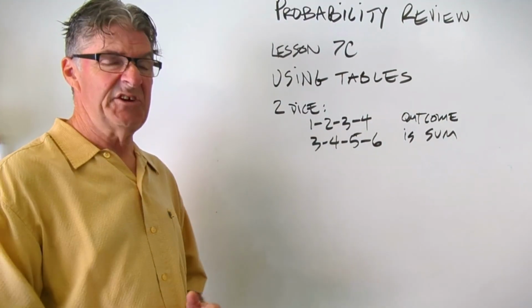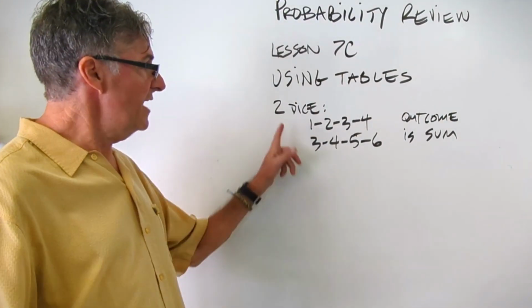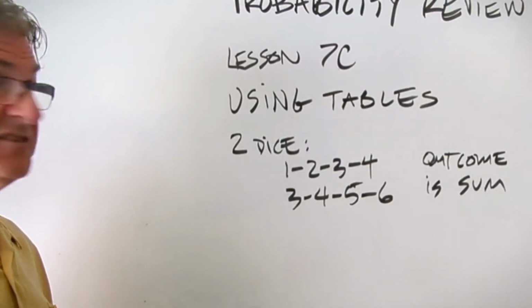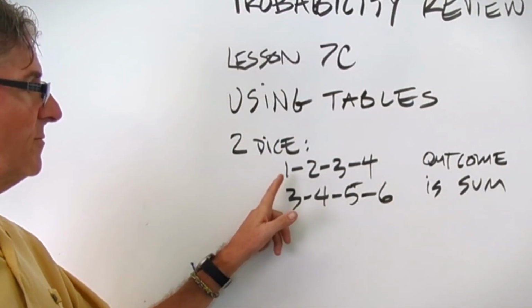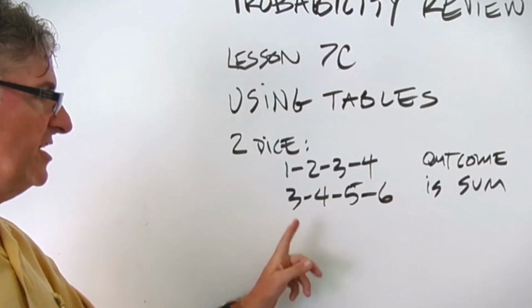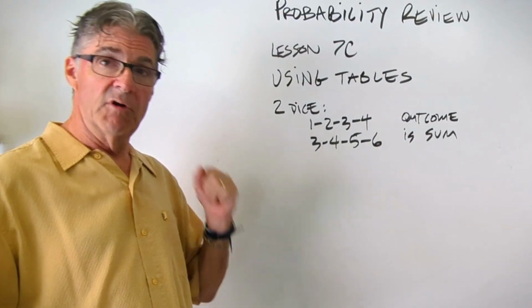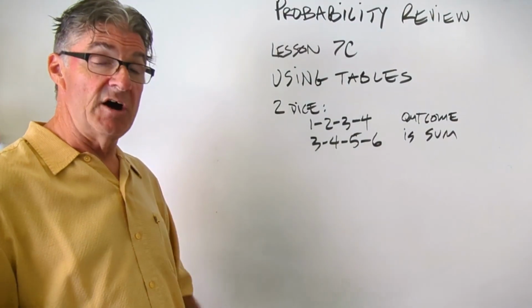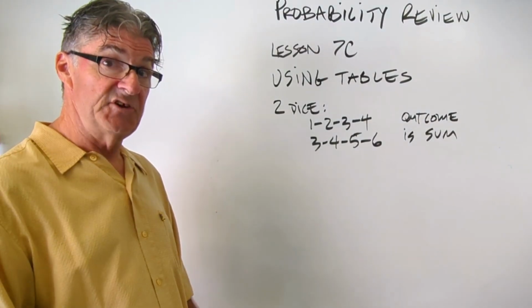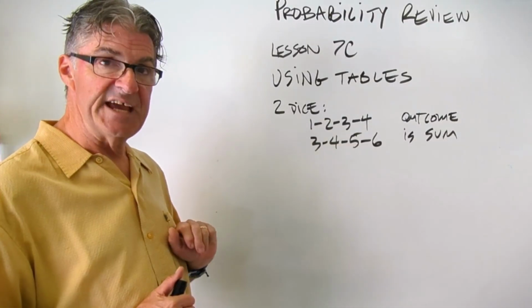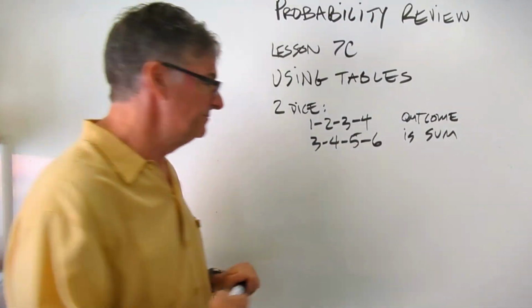Another really handy way to find probabilities is to organize your outcomes in a table. And in this case, it's going to be helpful to do that. So we have 2 dice. They're 4-sided dice. They're fair dice. And one of them has 1, 2, 3, 4 on it, and the other one has 3, 4, 5, 6. We roll both dice, and the outcome is the sum. So pause the video and make a quick little table based on this scenario.